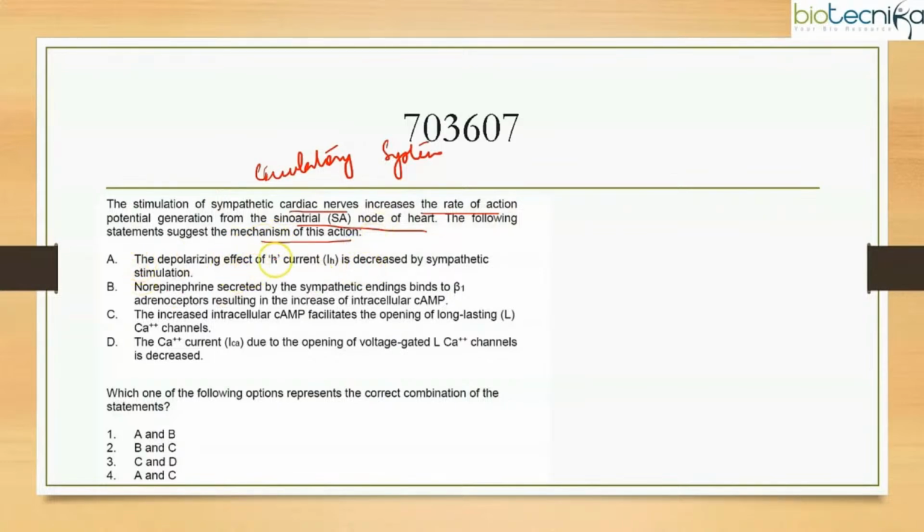A. The depolarizing effect of H current or IH is decreased by sympathetic stimulation. B. Norepinephrine secreted by the sympathetic endings binds to beta-1 adrenoreceptors, resulting in the increase of intracellular cyclic AMP. C. The increased intracellular cyclic AMP facilitates the opening of long-lasting calcium channels. D. The calcium current due to opening of voltage-gated L calcium channels is decreased.